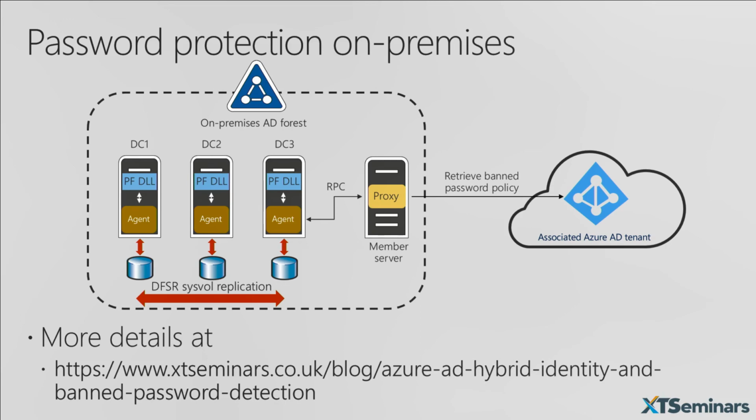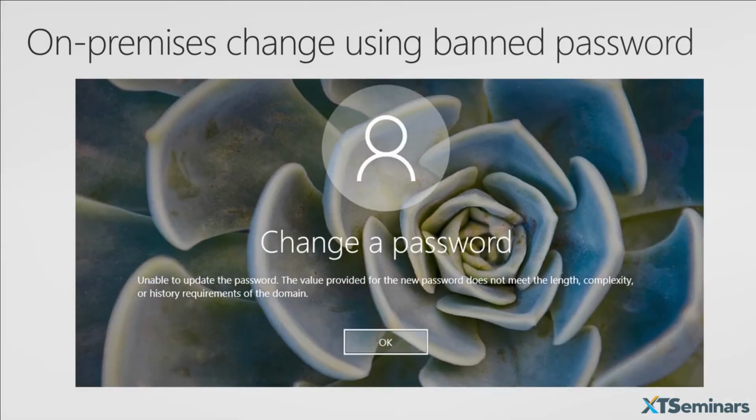You use an RPC call into the proxy, gets the banned password list, and pops it into sysvol, and then sysvol replicates across all DCs in the domain. If you're multi-forest, we've got to arrange for one agent in each forest to actually connect out through the proxy. So very, very easy to install. You just need a bit of PowerShell to do it. I've actually written a blog on it, which is there if you're interested.